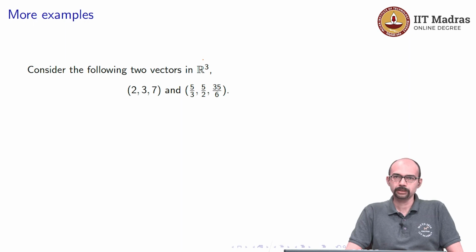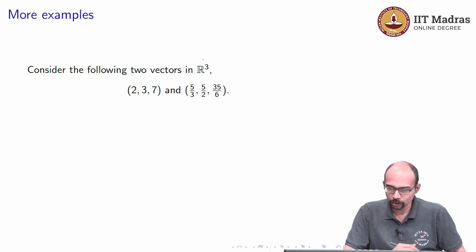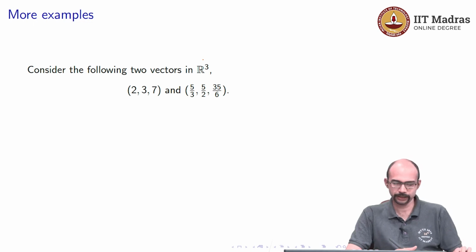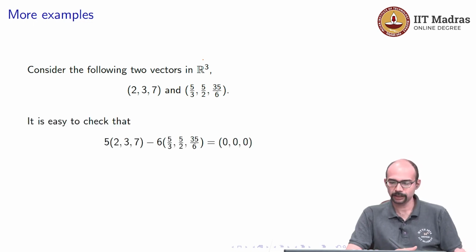The fourth example, meaning where we had the vector 1, 2, 0, that example, the 3 vectors in question are not linearly dependent. Okay, so next video we will see that they are what are called linearly independent. Okay, so consider the vectors 2, 3, 7 and 5 thirds, 5 halves and 35 by 6 in R3.